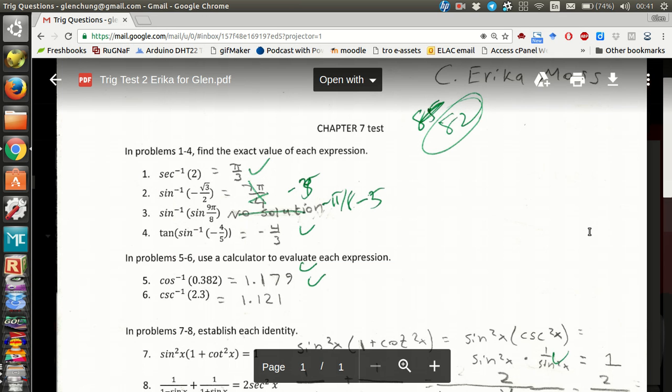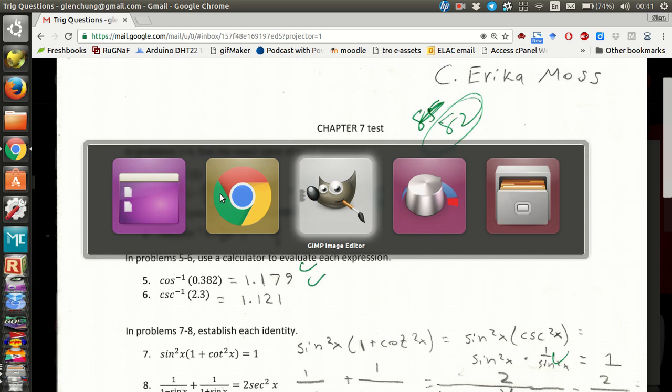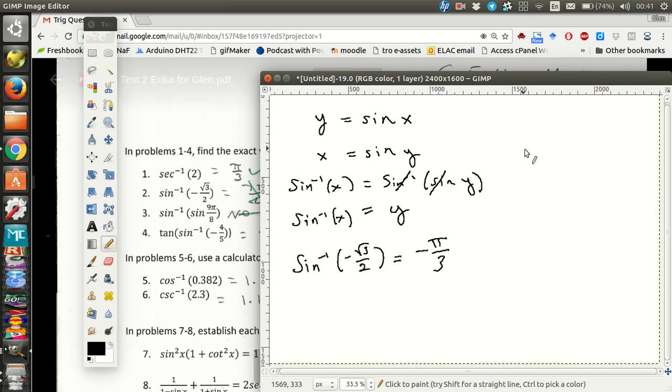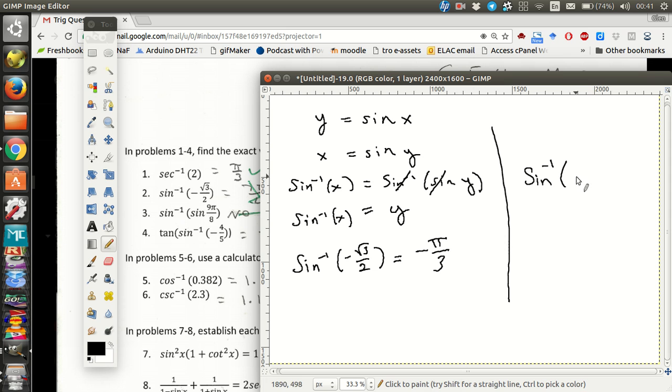Next question is sine inverse of sine 9 pi over 8. By now, you may already know the answer to this question. If you look for the sine inverse of the sine of 9 pi over 8, the meaning of sine inverse, of course, is to cancel the sine. So I cancel the sine. So the answer is 9 pi over 8.